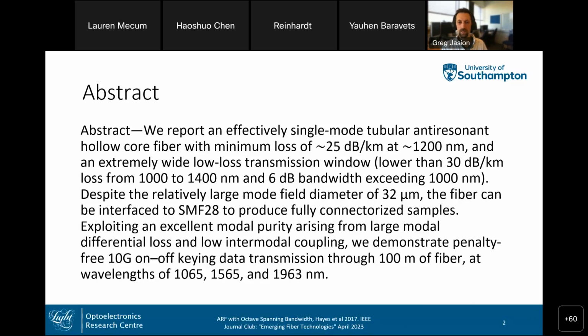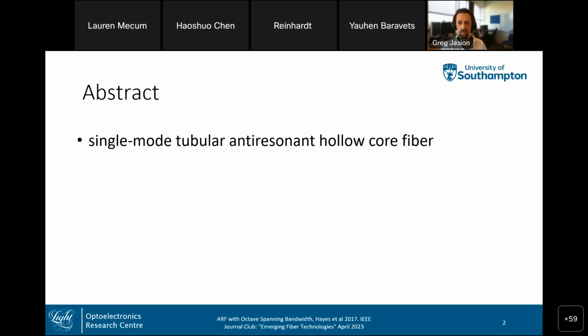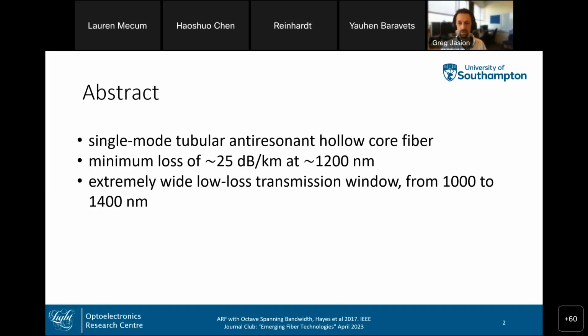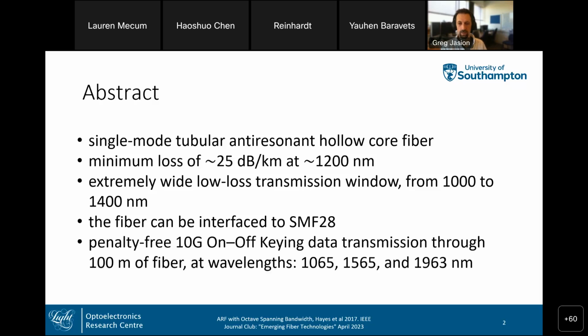Okay, so the abstract discusses the loss, the bandwidth, and the data transmission. If we break that down, this fiber is a single mode anti-resonant hollow core fiber with a minimum loss of 25 dB per kilometer at 1200 nanometers. An extremely wide transmission window was demonstrated, and we interfaced it to SMF28, spliced, and demonstrated three wavelengths of on-off keying across this transmission window.